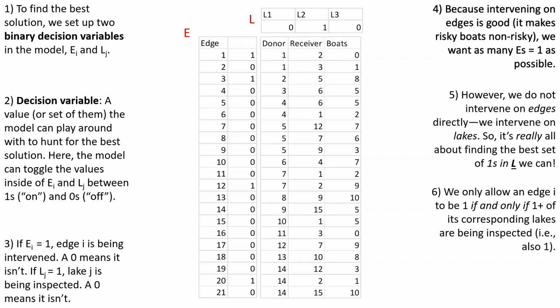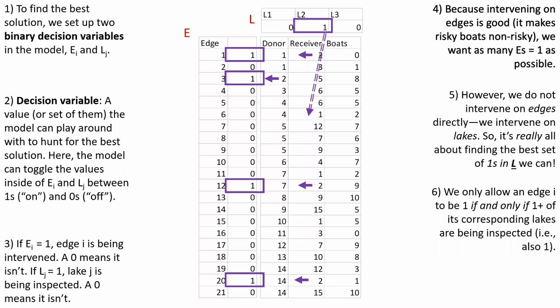An edge's switch can be 1 if and only if at least one of its corresponding lakes, either the donating lake or the receiving lake, is getting inspected, and thus its corresponding switch is 1. So to show you what this looks like, let's imagine the model is going to try out turning on the switch for lake number 2. It turns on the lake switch for lake number 2. It then goes down into the table here that we've shown, the edge list, and tries to find every single edge that involves lake number 2, either as the donating lake or as the receiving lake. Once it finds those, then and only then is it allowed to go over to the edge list decision variable and turn those corresponding switches to 1, which would then allow these 4 sets of boats to be considered intercepted. So we start with figuring out which switches need to be on in L. That tells us which switches are on in E. That tells us how many boats we're intercepting.